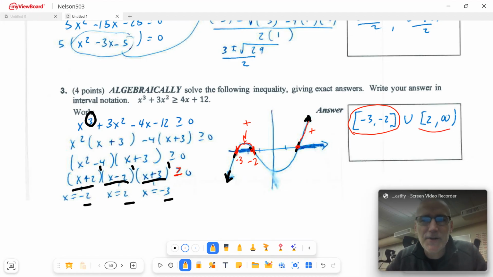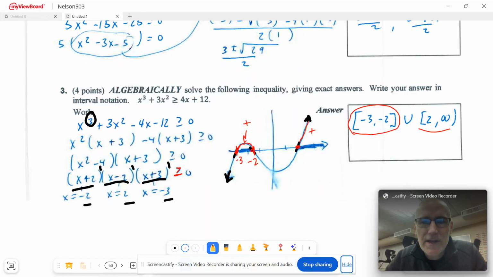Oh man, I hope I'm making this clear. I really want you to get 100% on the whole final exam, but definitely on the first page.